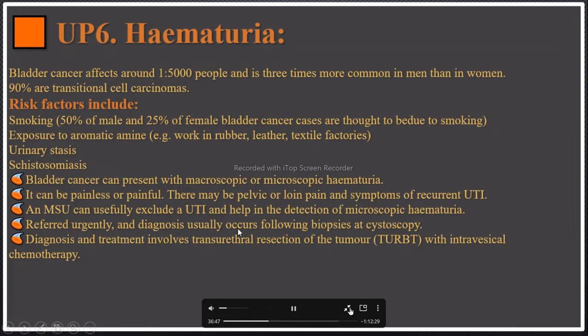Diagnosis usually occurs following biopsy and cystoscopy. This one can be a question. So your management is refer urgently, and the investigation of choice is biopsy, cystoscopy. Diagnosis and treatment involve transurethral resection of the tumor, with intravesical chemotherapy. Remember that.